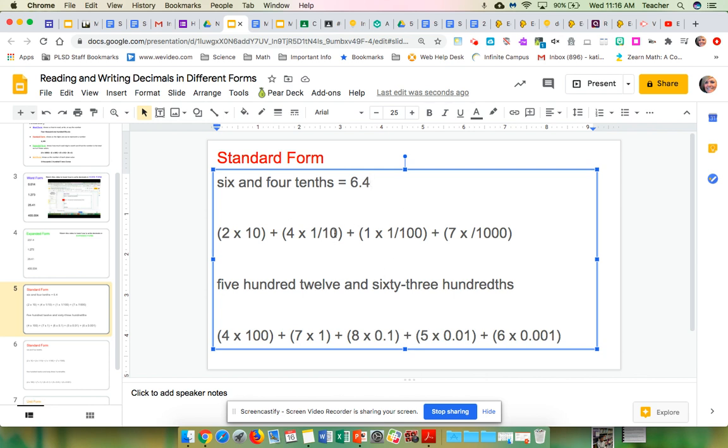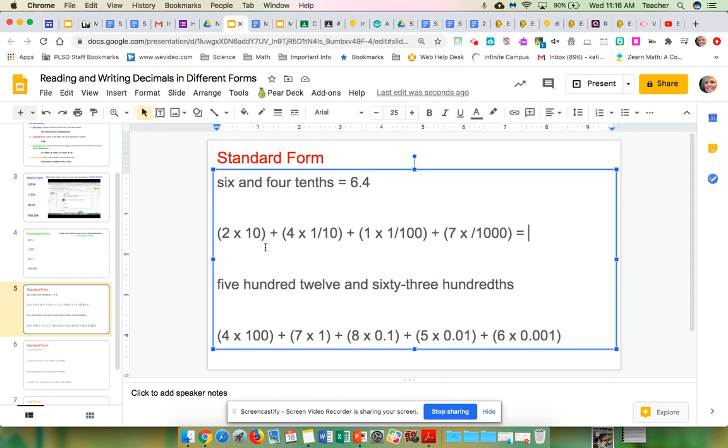Let's try one in expanded form. All right, so this one, I'm giving it to you in expanded form, and you need to give it to me in standard form. So I want what the digits are. Let me expand this to make sure I have enough room. All right, so when I look here, I see that the 2 is being multiplied by 10. What that tells me is that the 2 needs to be in the tens place. The tens place is a whole number place.